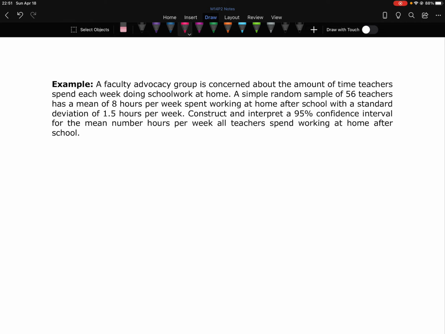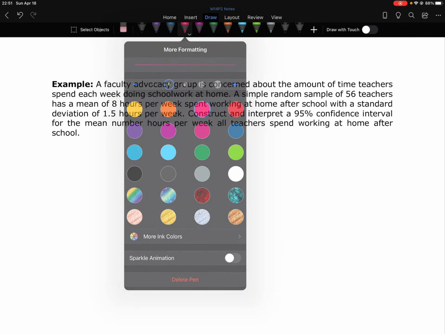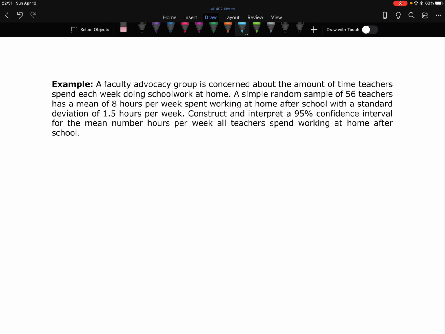A simple random sample of 56 teachers has a mean of 8 hours per week spent working at home after school, with a standard deviation of 1.5 hours per week. Construct and interpret a 95% confidence interval for the mean number of hours per week all teachers spend working at home after school.